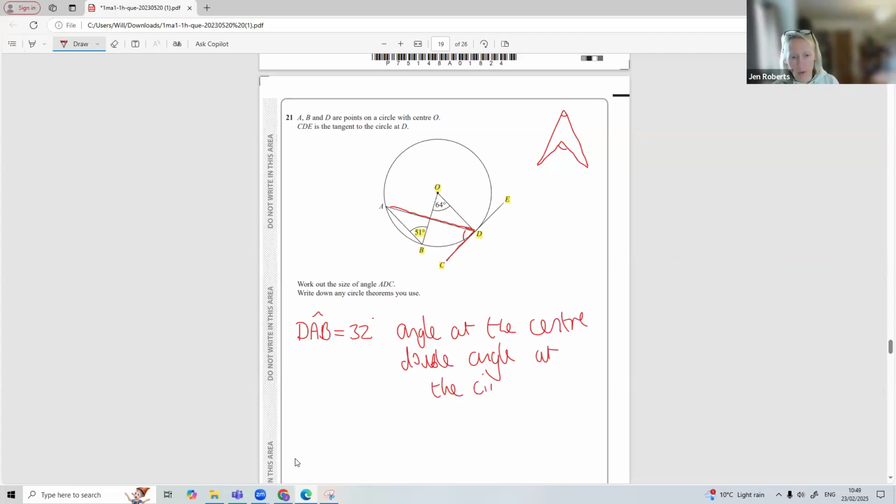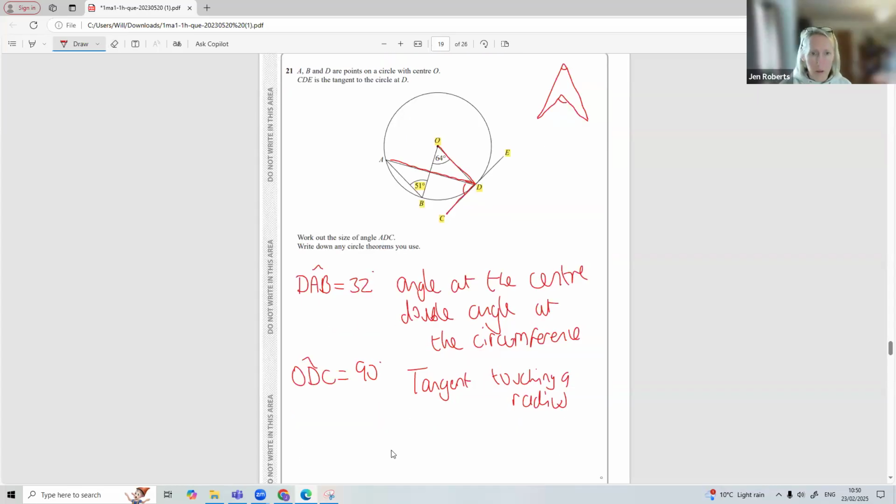I've seen a tangent there. Have we got a tangent touching a radius? Well, yes, we have, because that's the centre. Tangent touching a radius is 90 degrees, so ODC is 90. Sorry, tangent touching a radius. So that's 90 degrees.